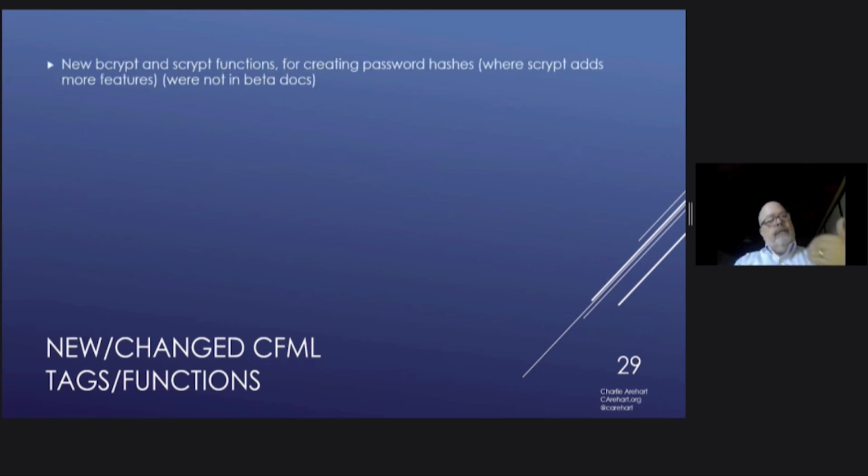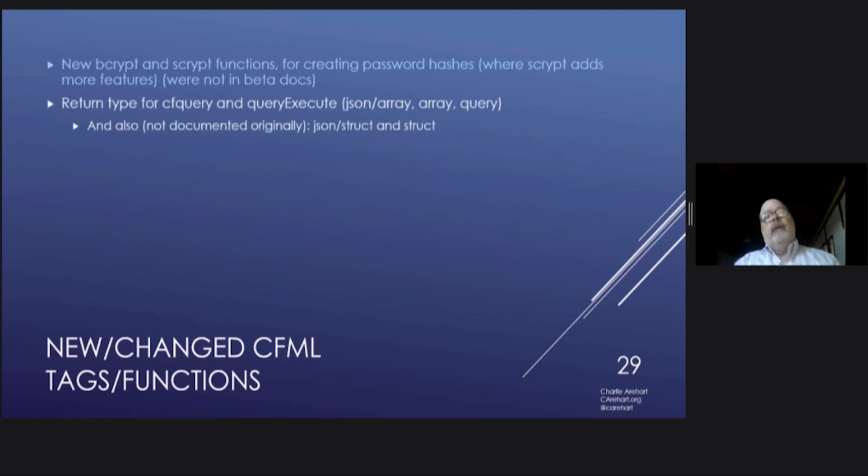As far as changed functions and tags, there's new bcrypt and scrypt functions for creating password hashes, and scrypt adds even more. And these weren't in the beta doc, so some people may have missed them. Check this out. When you're doing a CF query or the equivalent in script of a query execute, you can declare whether the thing that comes back is just a query, or is it an array, or is it a JSON-based array? And is it a struct or a JSON-based struct? Again, that wasn't originally documented, but it is supported. So yeah, you can have CFML return other than a query in the CFML. And if you're just returning that as a method that you're calling from some API, that's pretty cool.